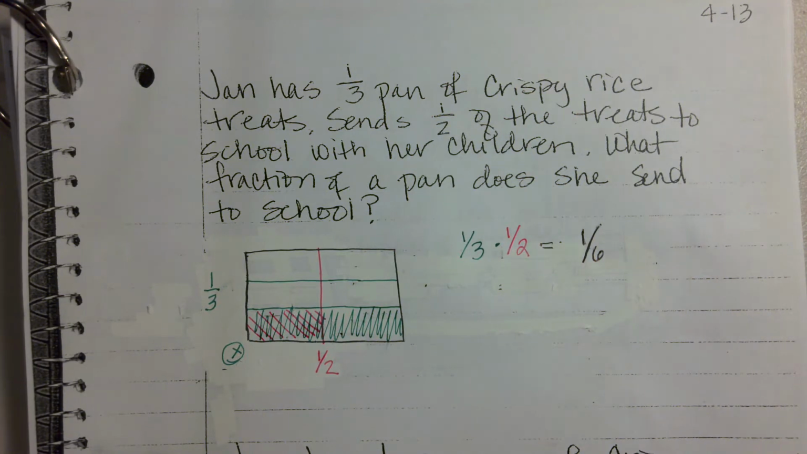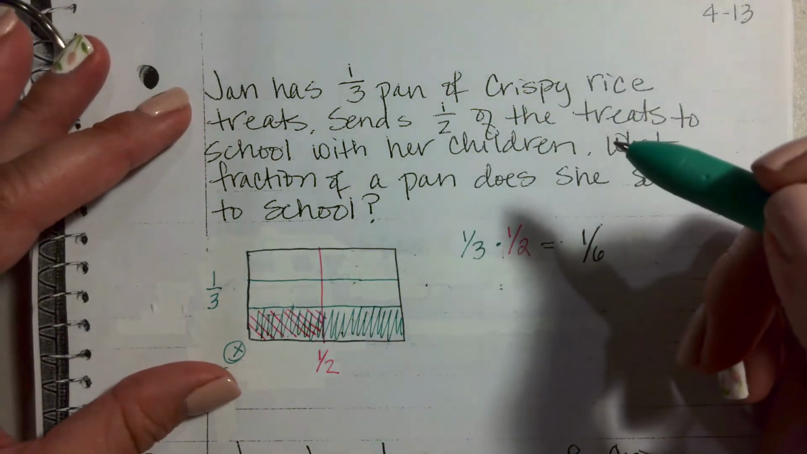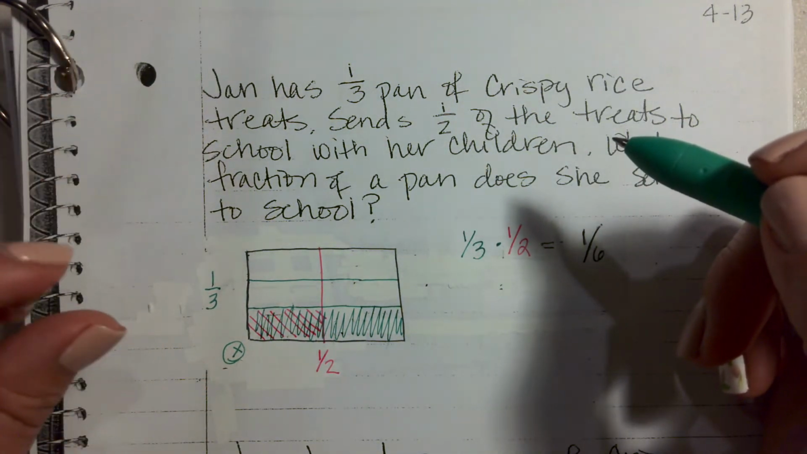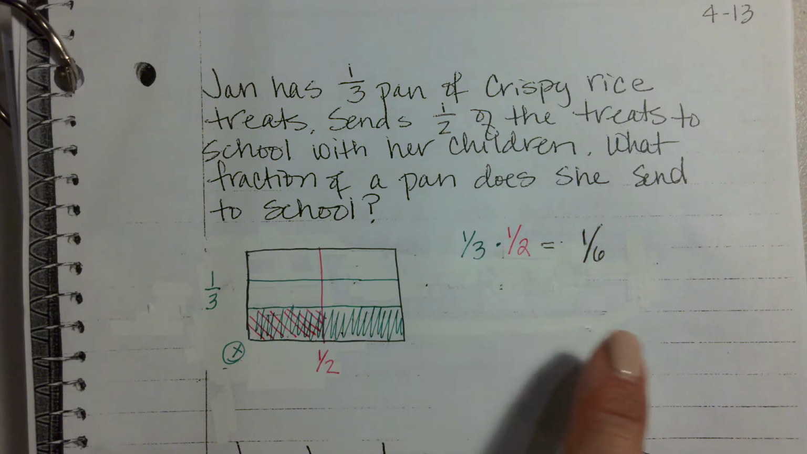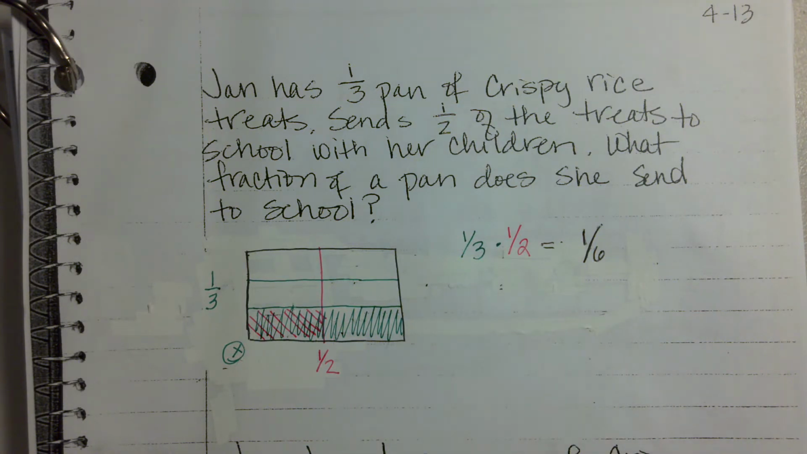How does that work for you? So we need to find half. We found half of 1/3. Now we know that with multiplication, it doesn't matter what order you multiply in. If you did 1/2 times 1/3 or 1/3 times 1/2, because of the commutative property, it doesn't matter. You're going to get the same answer, right?